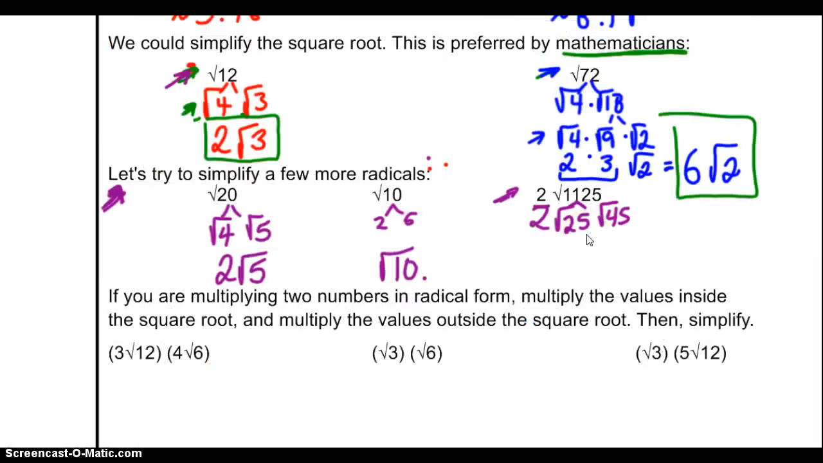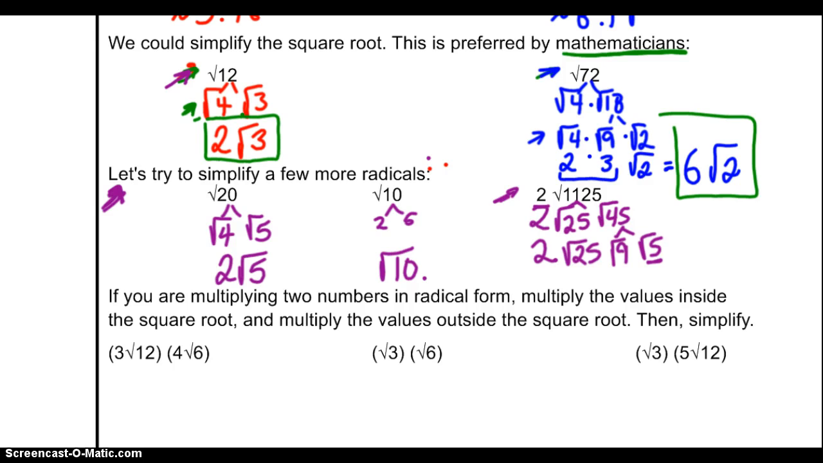So then, can I break down 45 anymore? Well, I can. 9 is a perfect square, and that goes into 45. So that'll be the square root of 9 and the square root of, what's left over? 5. 9 times 5 is 45. That's right. And I can bring down my 25 and my 2. And can I break down 5 anymore? No, 5 is a prime number. It has no other factors.